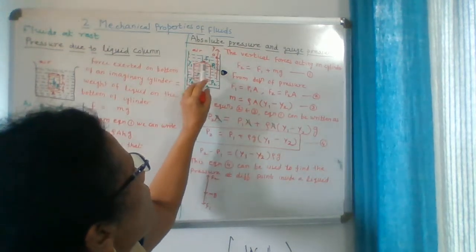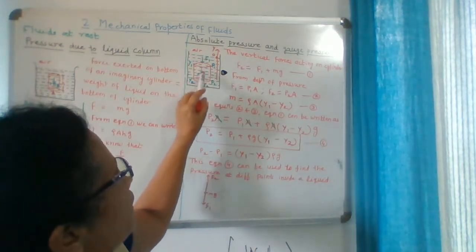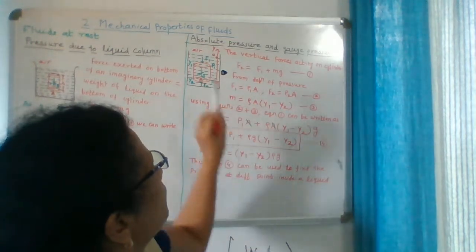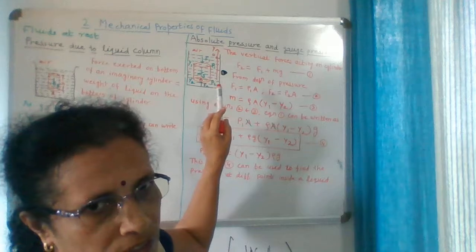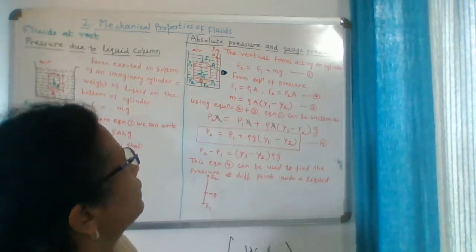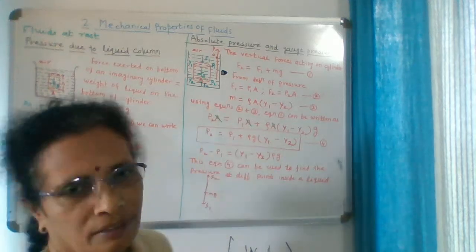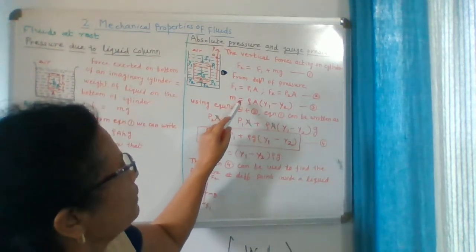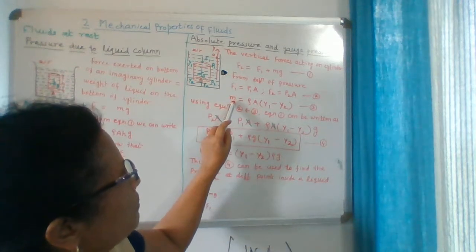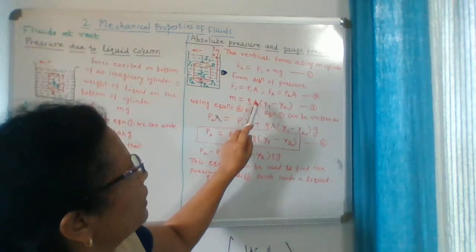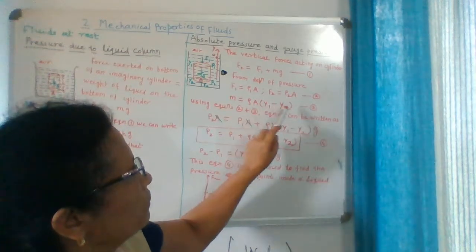So the force on the top of the cylinder, F1, will equal P1 into A. Similarly, F2, the force on the bottom of the cylinder, will equal P2 into A. Again, using the density concept, density is equal to mass upon volume. So mass is equal to density into volume. So density is rho, and volume will equal area into the distance.